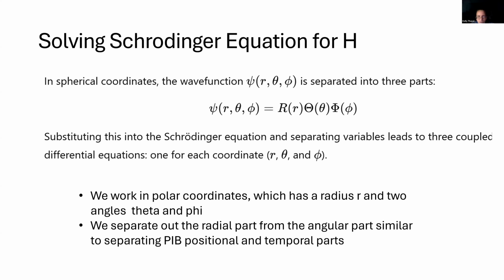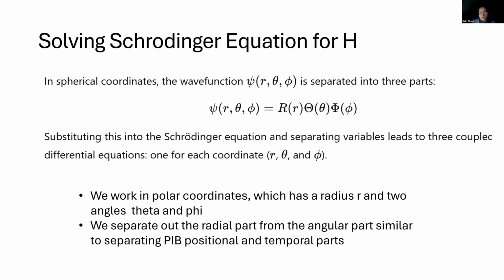And then we can get our separation constant. This one has three variables. We're going to have the radial component, R of r, which is the dependence on the radius. And then we're also going to have the angular part, theta and phi, which tells us about the angular part as it goes around. It's useful to express this in polar coordinates, which is where these come from. Substituting this into the Schrödinger equation and separating the variables leads to three coupled differential equations, one for each of the coordinates, r, theta, and phi.